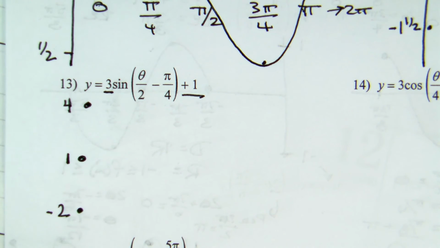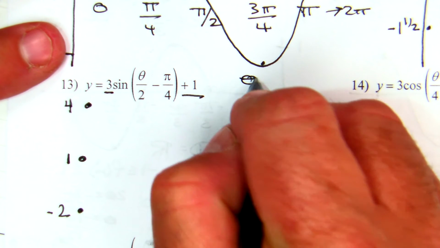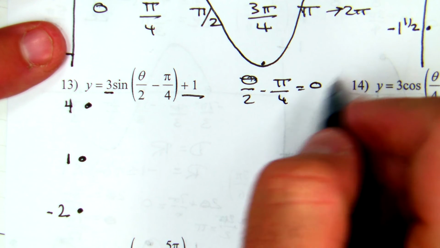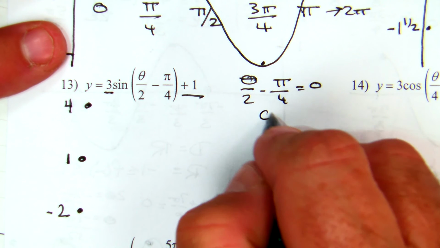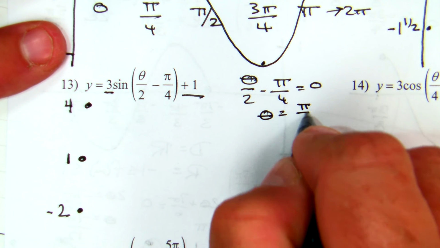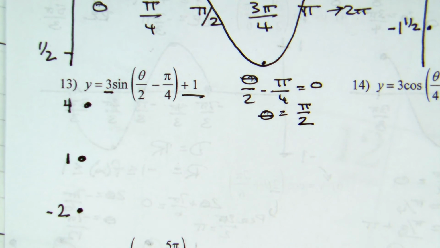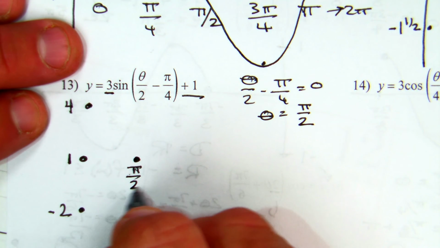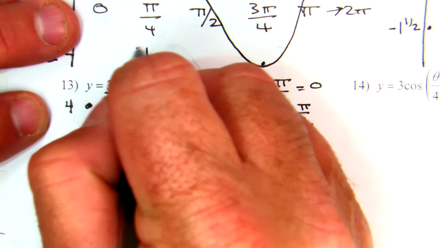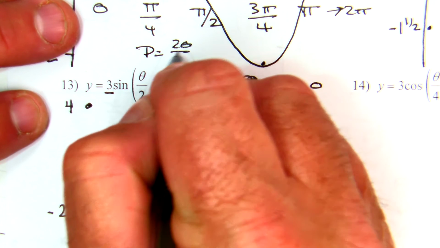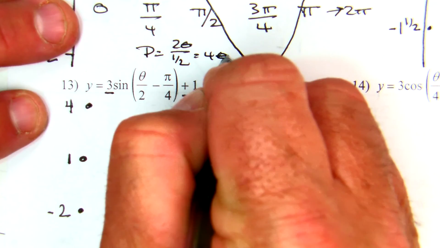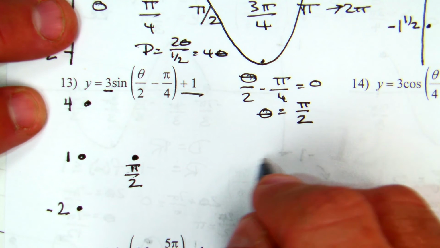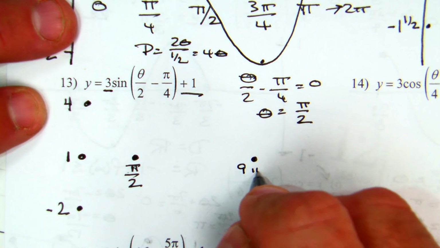All right, I have parentheses, so I have a horizontal shift. So theta over 2 minus pi over 4 equals 0. I'm going to add the pi over 4 and multiply. At the end of the day, I get pi over 2. So that's my left endpoint. Again, for my right endpoint, I add the period. The period is going to be 2 pi divided by 1/2, which kicks it out to 4 pi. So I'm going to add the 4 pi to the pi over 2. When I do that, I got 9 pi over 2.